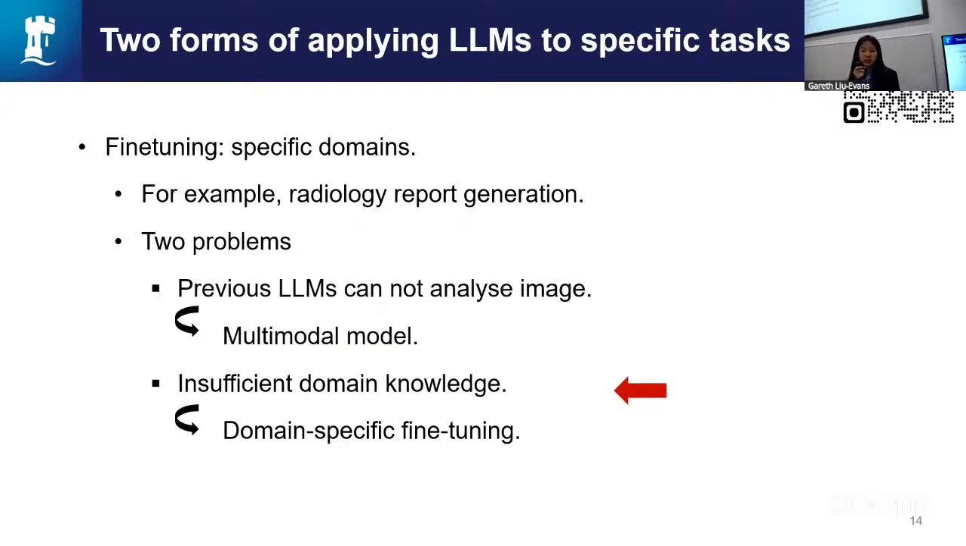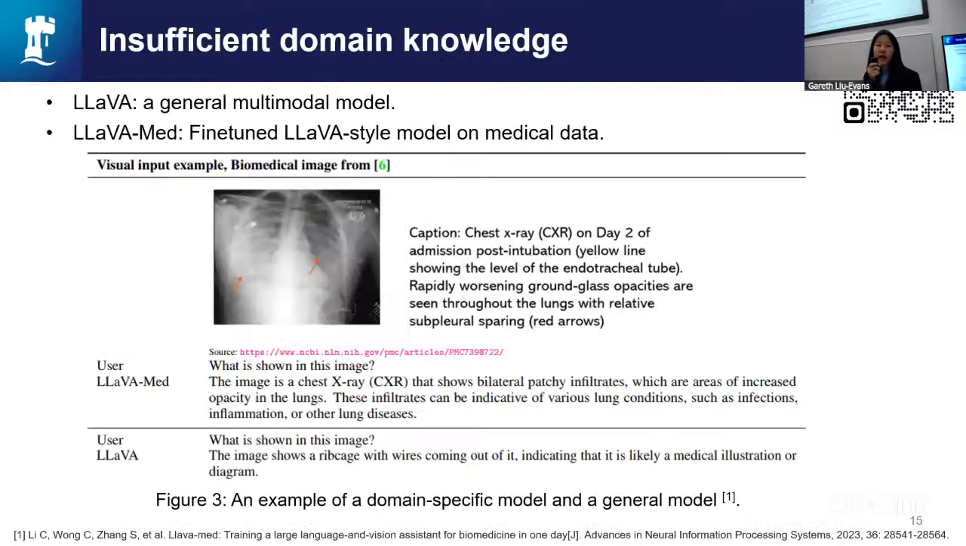The next question is about insufficient domain knowledge. How do we make the general large language models know some medical knowledge? Firstly, I will show you an example about Lava and LavaMed. LavaMed is a fine-tuned Lava-style model on medical data, and Lava is a general multimodal model that adds the visual encoder and the adapter to Llama models.